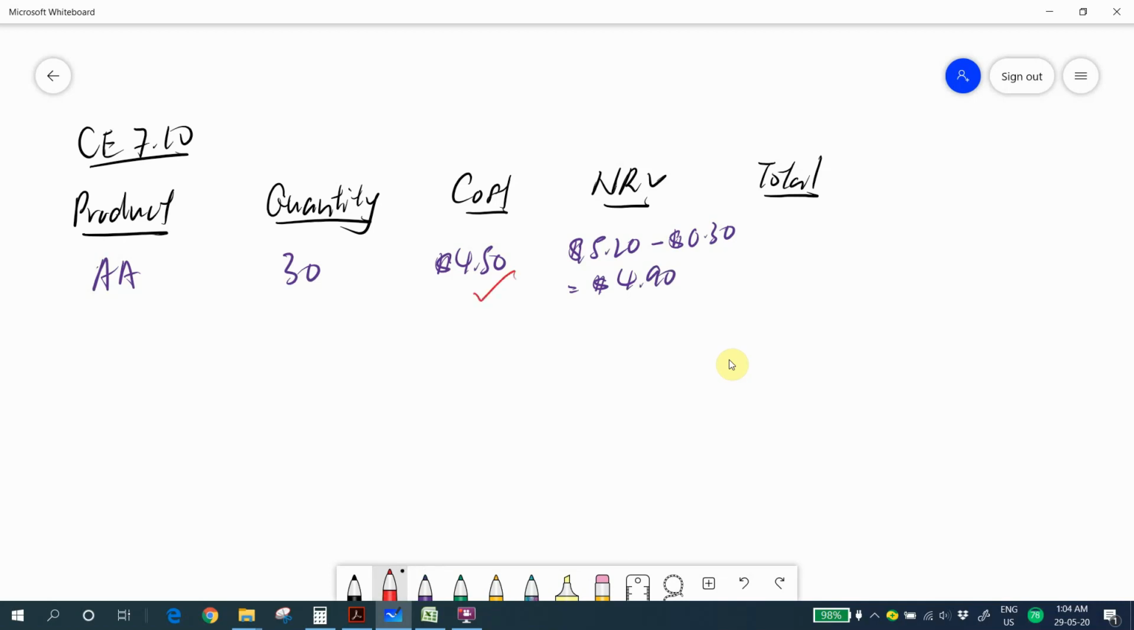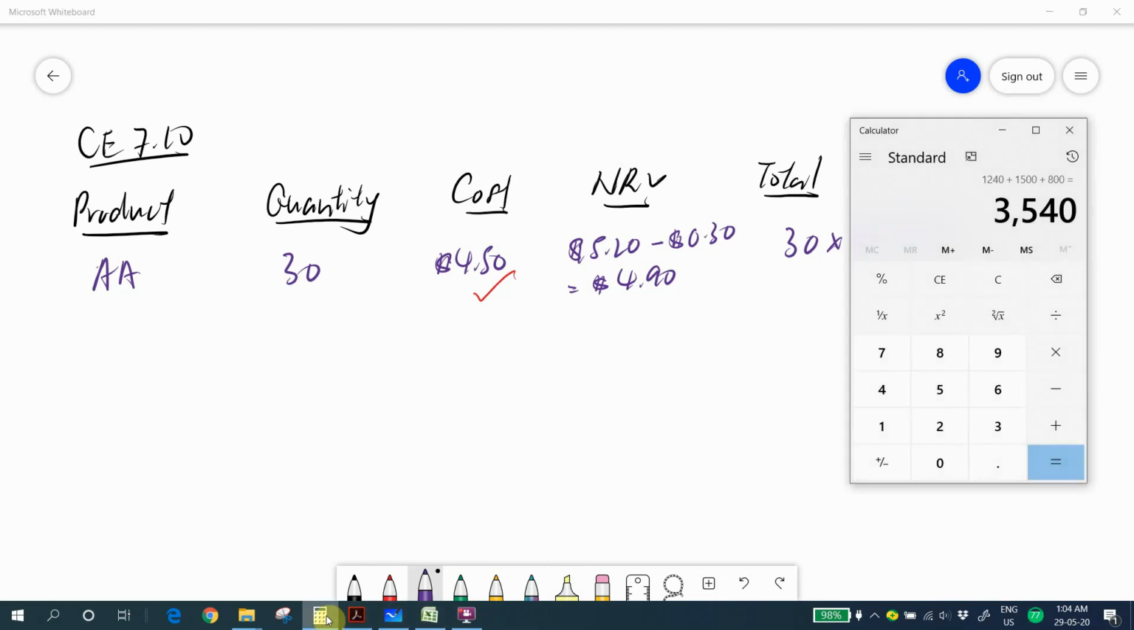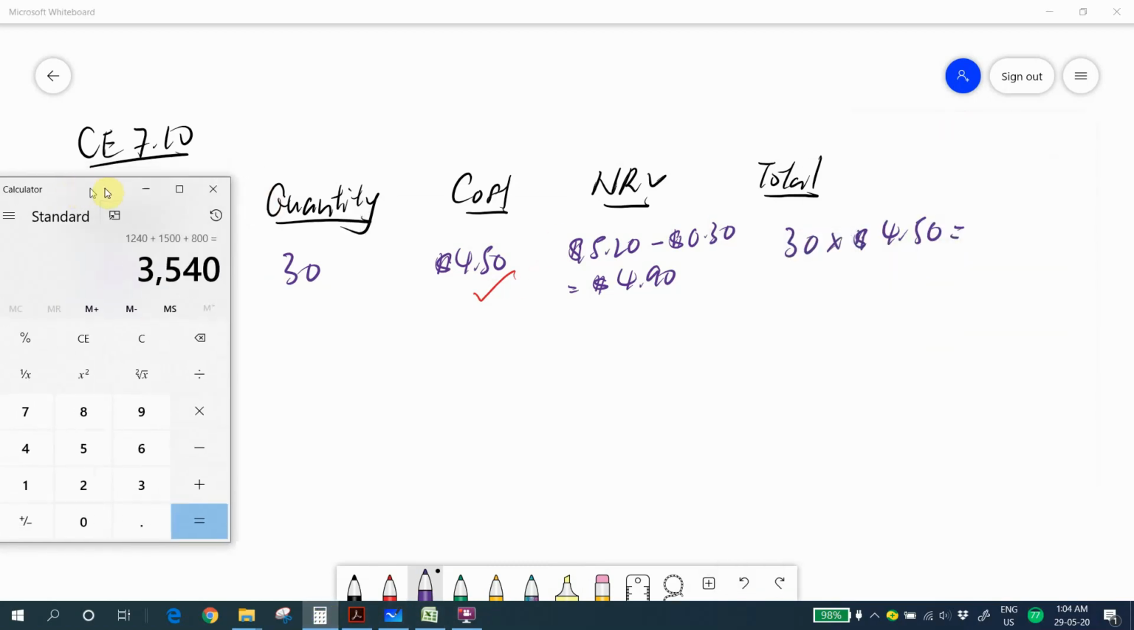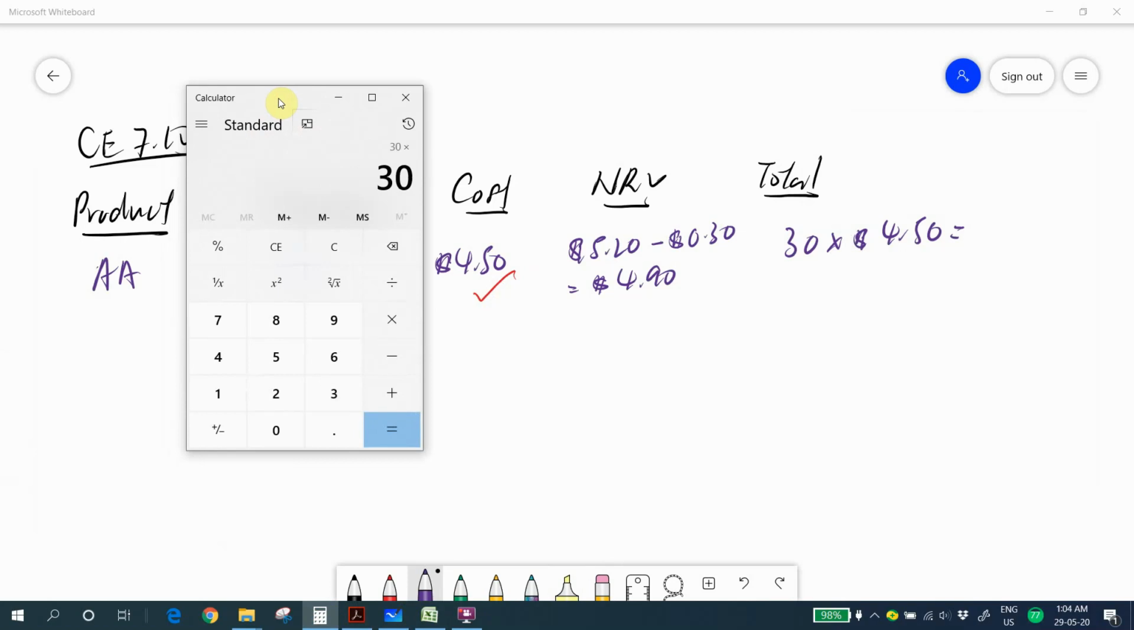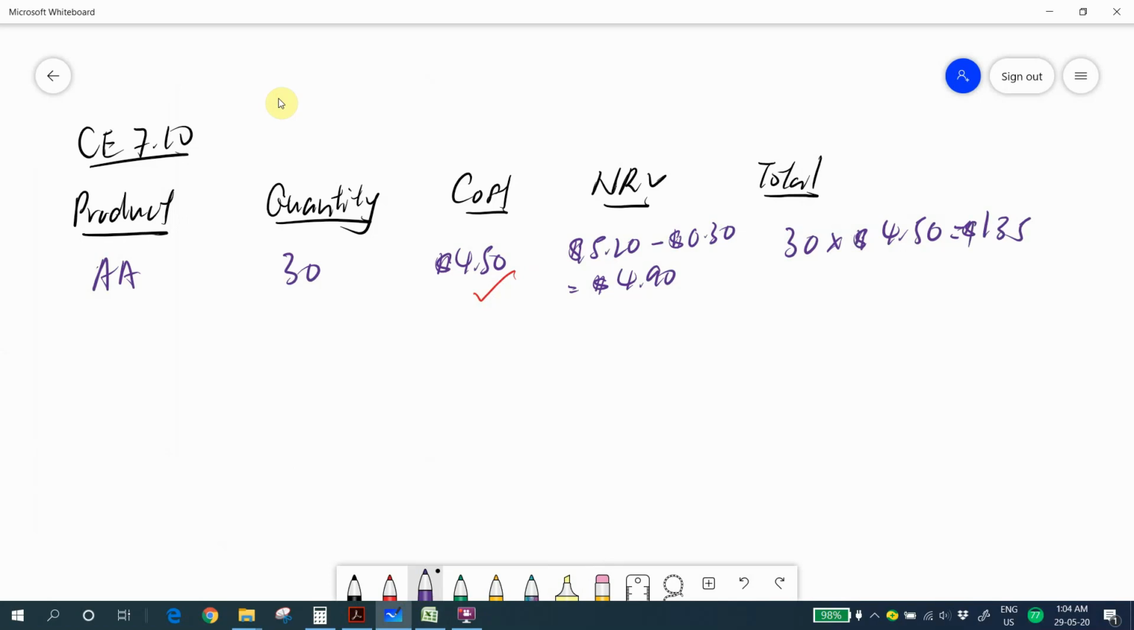So cost compared to NRV, which one is lower? Cost is lower. So in order to get the value of AA, we use 30, which is the quantity, times the unit cost, $4.50. 30 times 4.5 gives 135. The value is 135 for AA. Remember, for NRV we use the estimated selling price minus the cost of selling, and from here we choose the lowest one to get the total value.